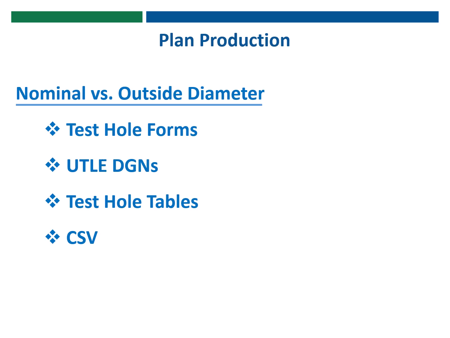Now I'm going to transition to nominal versus outside diameter. I'm going to talk about what should be displayed in the test hole forms, the DGN file, the test hole tables, and also the CSV file.